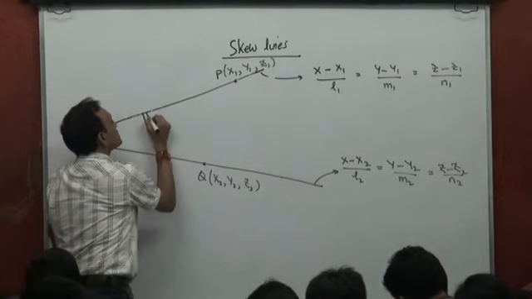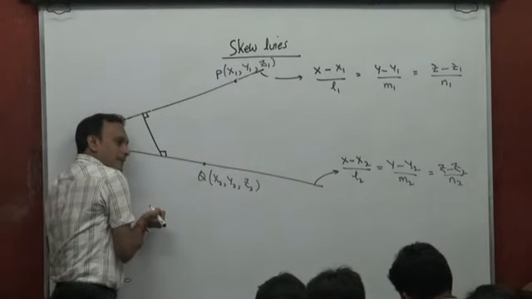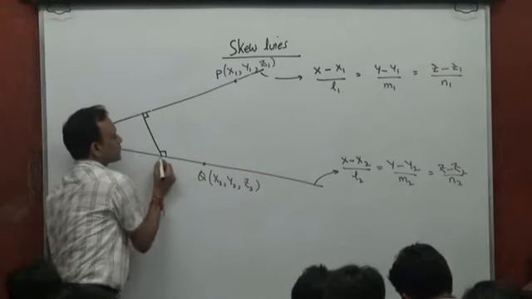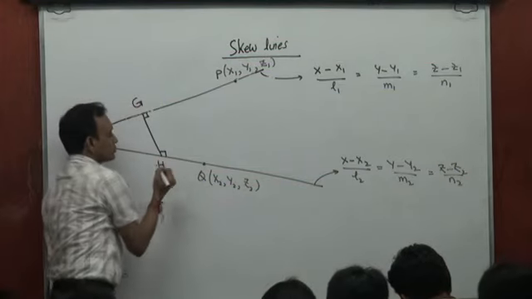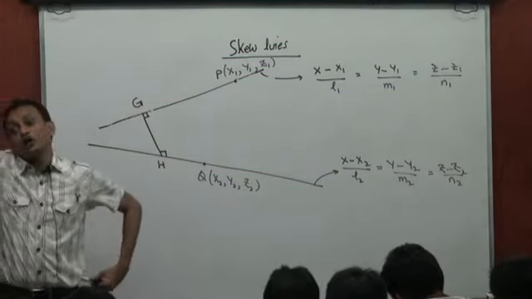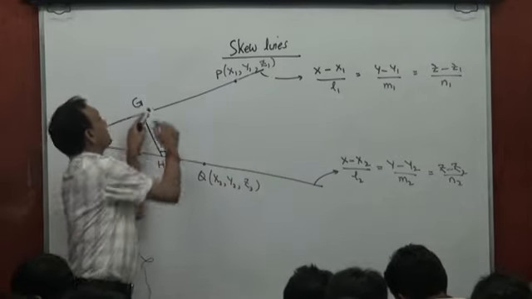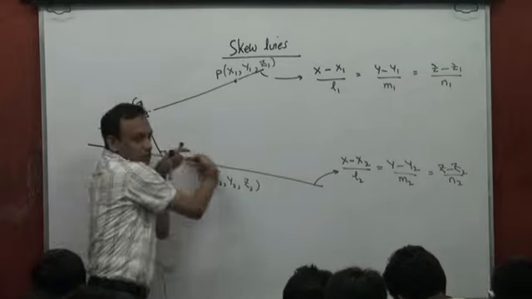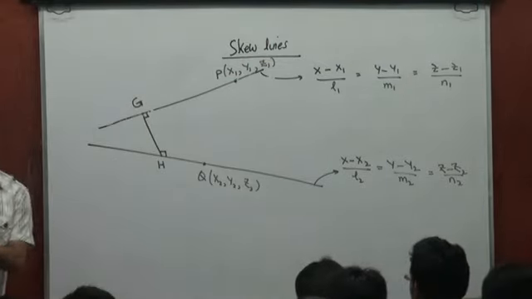This is a segment which is perpendicular to both the lines. Call it GH, which is the segment of shortest distance between the two lines, and evidently this segment will be perpendicular to this line as well as perpendicular to this line in the skew pair. Clear?